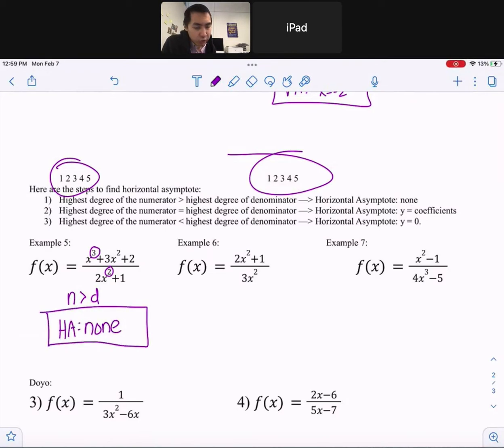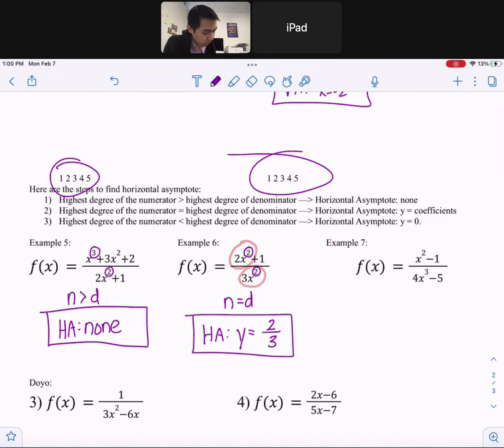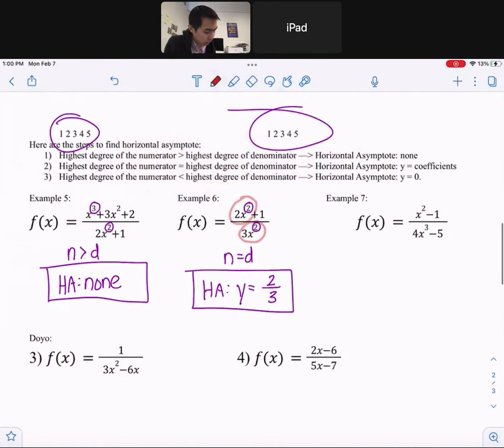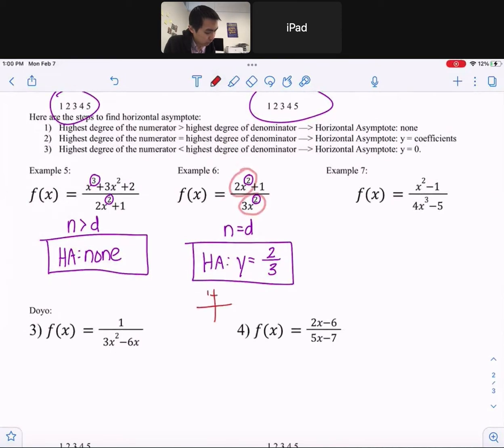Example 6. So again, compare the highest degree of the numerator to the denominator. They are equal to each other, which means you look at your coefficients. The coefficient of this degree is 2, and the coefficient of this degree is 3. So y equals 2/3. And if you want to see what the graph of that looks like, here's 1. 2/3 is like 0.67, which is somewhere around there.